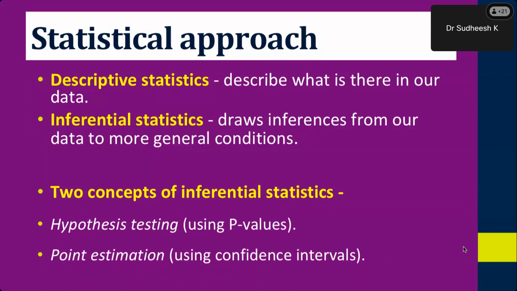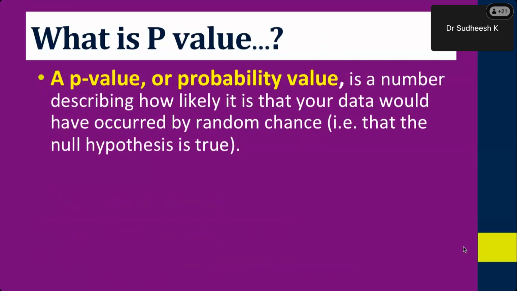So we have two concepts of inferential statistics: one is hypothesis testing and the other is point estimation. What is the significance of this? The p-value, or probability value, is a number describing how likely it is that your data would have occurred by random chance. I mean, what is the probability of the null hypothesis being true in your study?